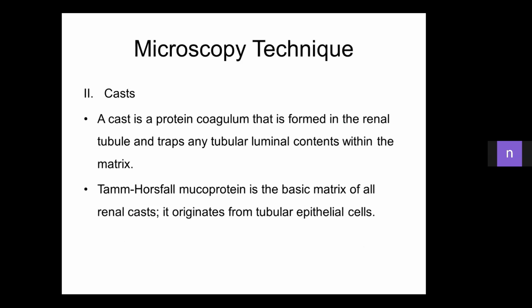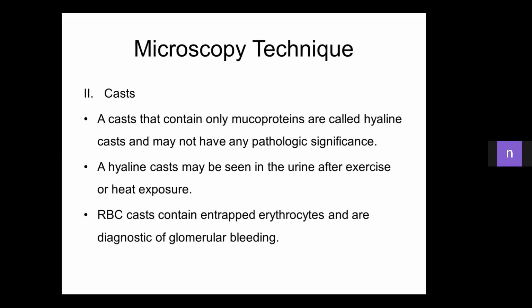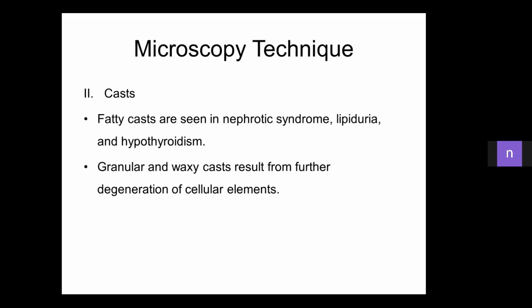A cast is a protein coagulum that is formed in the renal tubule and traps any tubular luminal contents within its matrix. Tamm-Horsfall mucoprotein is the basic matrix of all renal casts, and it originates from tubular epithelial cells. Another cast is the fatty cast, seen in nephrotic syndrome, lipiduria, and hypothyroidism. Then for granular and waxy casts, degeneration of cellular elements.